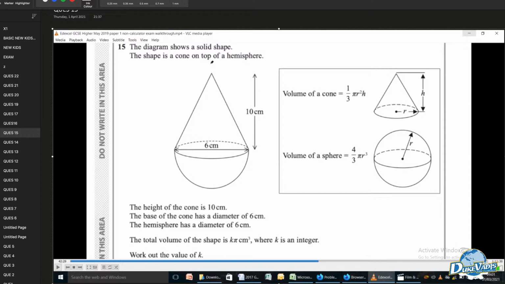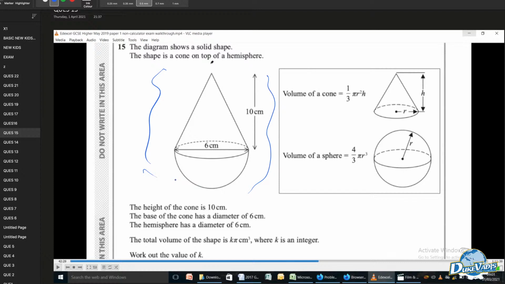a solid shape. The shape is a cone on top of a hemisphere. Okay, so as we can see, this is the shape. The height of the cone is 10 centimeters. So that means we're supposed to have certain formulas in our head.